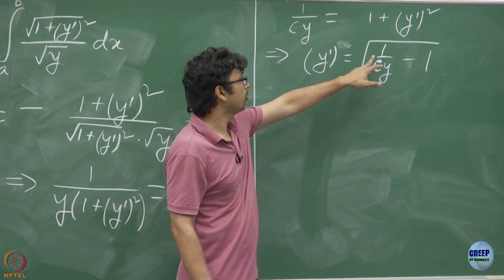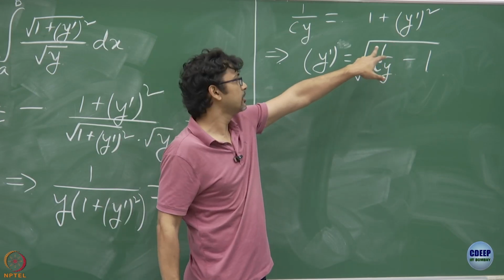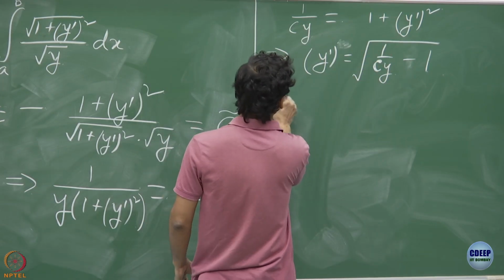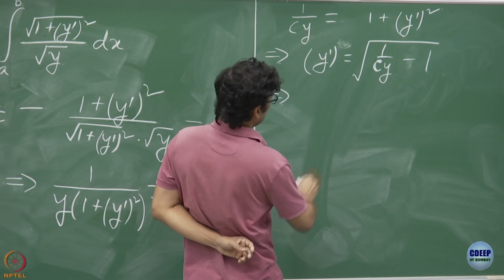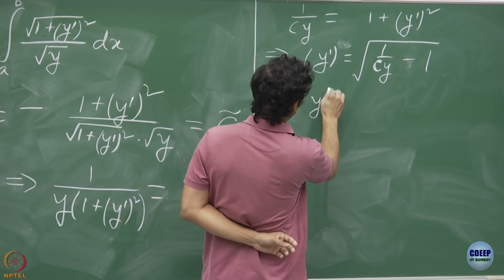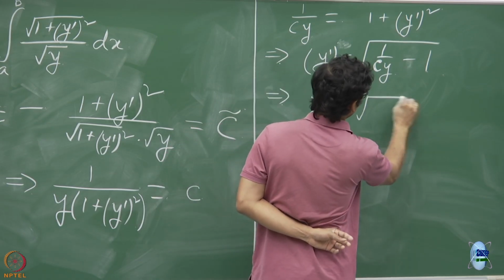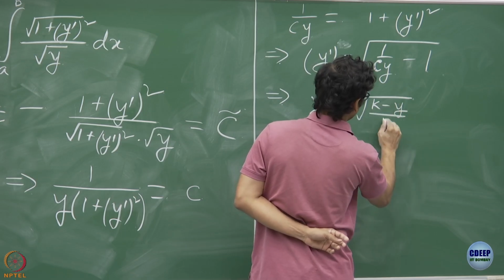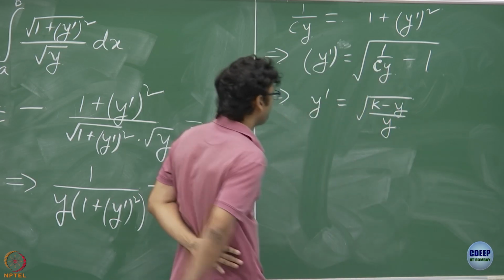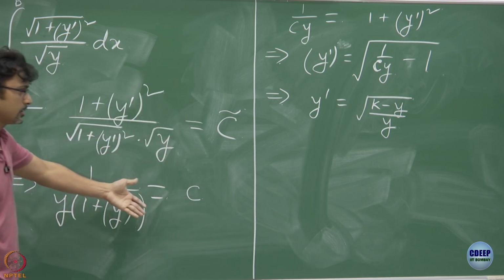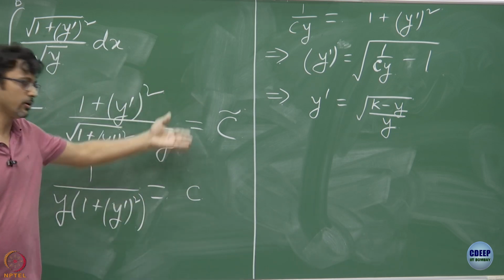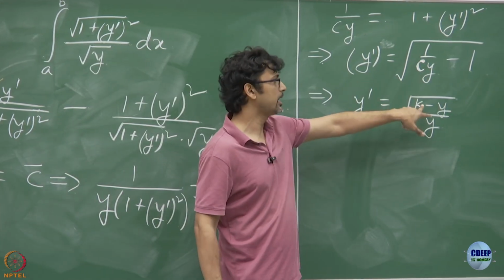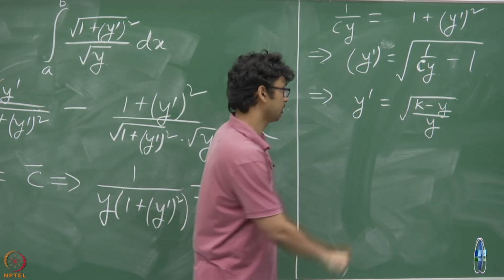And maybe call this 1 by C as K. So ultimately the C didn't survive. Okay, let's call this 1 by K. So y prime is equal to (K minus y) by y. I mean, please make these substitutions, and in your notebooks you understand what this means, right? We are just calling 1 by C as K and going ahead with this.